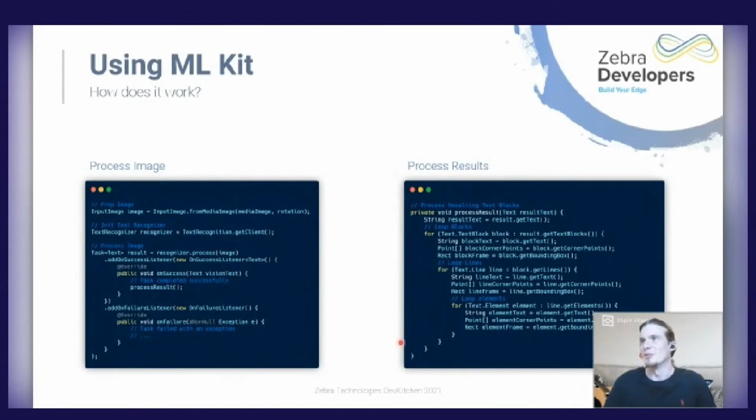So this is the method for processing the result. We get our string from the result by just calling getText. Then we need to loop through all the different blocks, and inside each block will be one or more lines. So we loop through the lines, and inside each line will be one or more elements. And this element text is the individual pieces of text that MLKit has identified within that image of text that you have passed through.